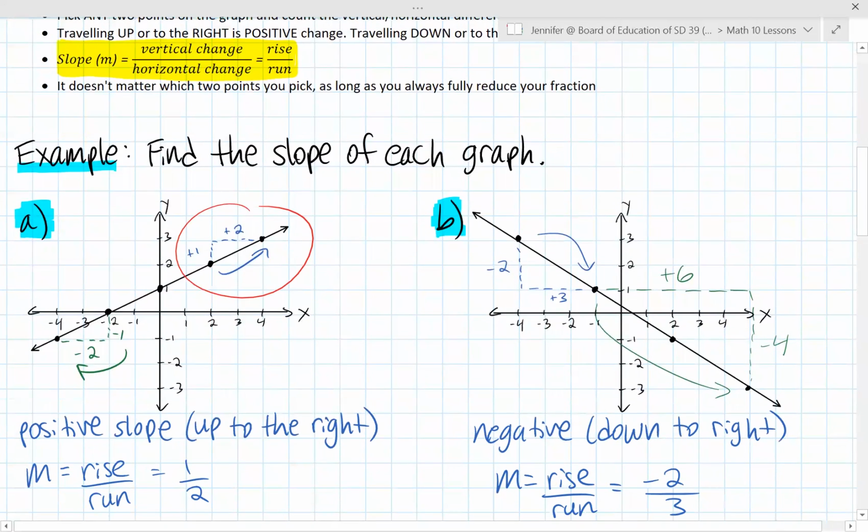So our slope, or our M, would be rise over run, which is 1 over 2. This is all you have to do. It's a fully reduced fraction, so you leave it as 1/2. We also could have predicted that this would be a positive slope because this line is going up to the right.